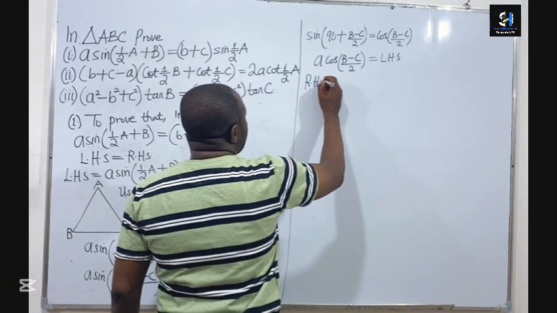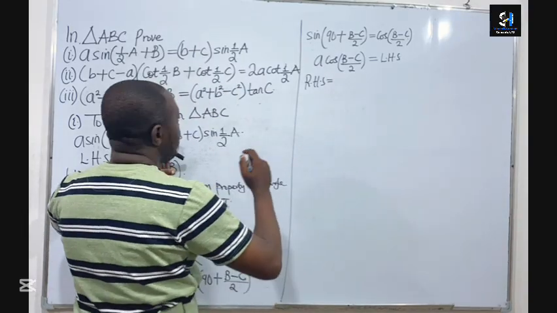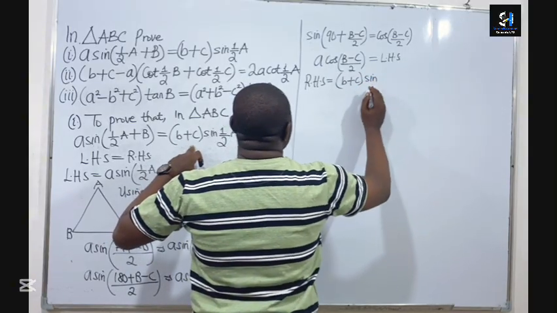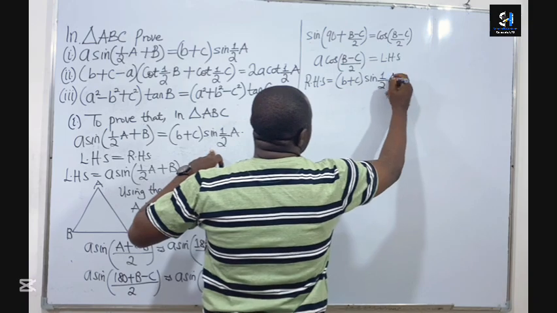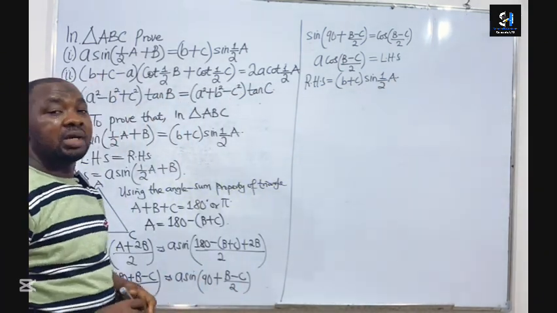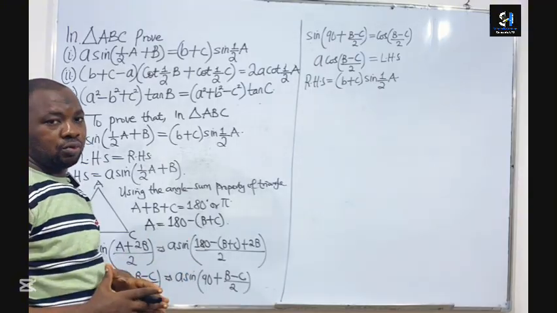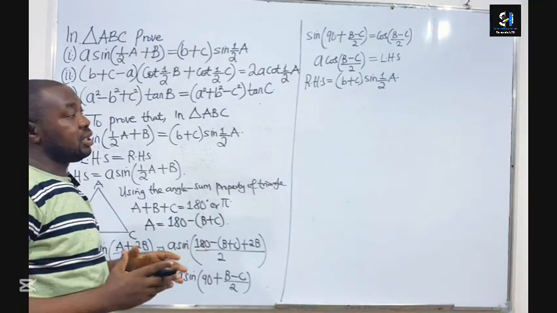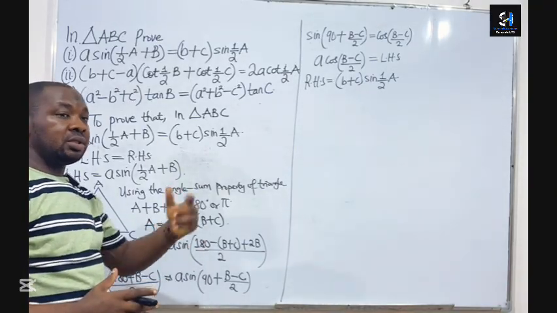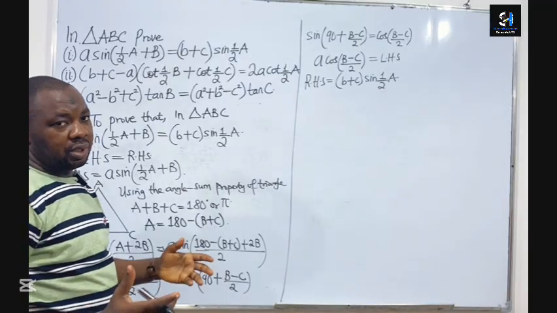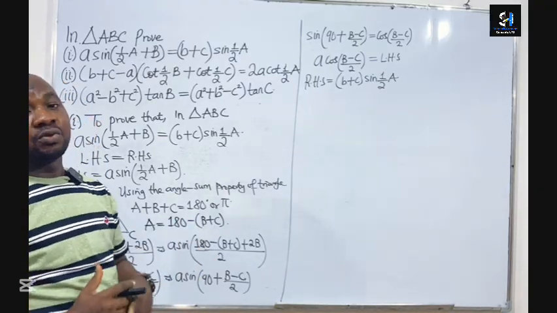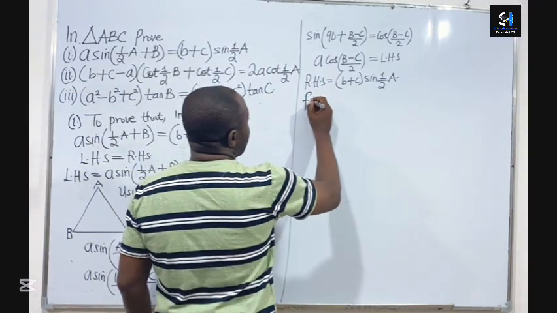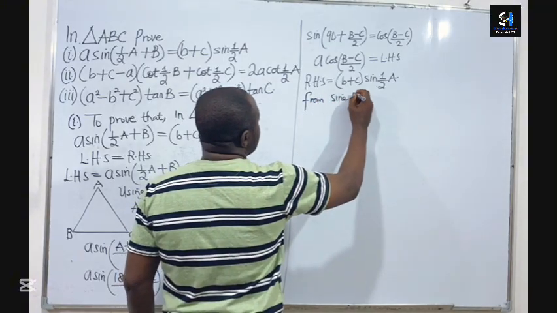Now, for the right hand side, we have (side b plus side c) multiplied by sine 1/2 of angle A. Now what I will do in this case is I'm going to use the sine rule. I'm going to use the sine rule to express b in terms of sine B, and that's 2R. Here R represents the radius of the circumscribed circle.